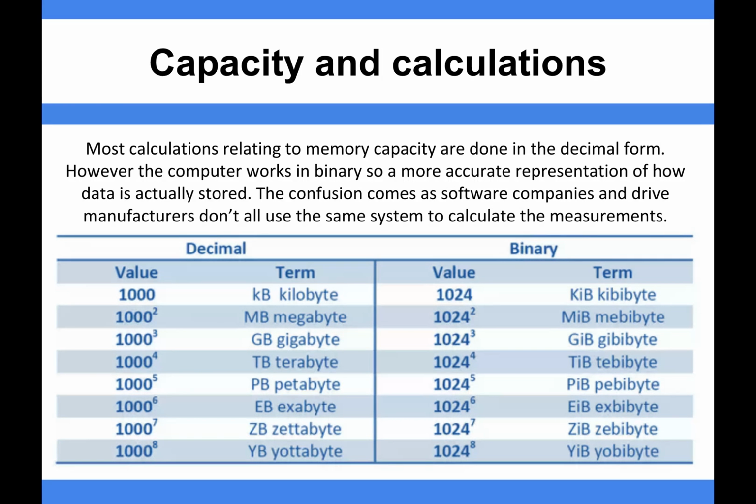So if you went into a shop and you were trying to buy a hard drive, there could be exactly the same hard drive, but if you divided it by 1,024, this one could look like it stores 7.5% more data than that one, but they could essentially be exactly the same hard drive. So capacity and calculations, decimal is what we typically use. Binary would be more accurate to what's actually going on inside the computer.